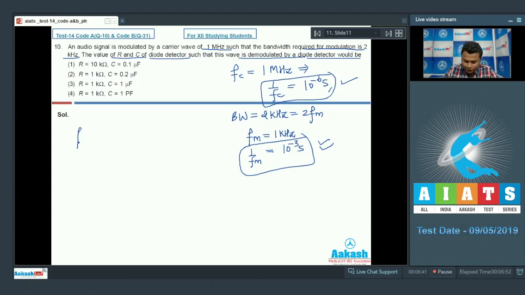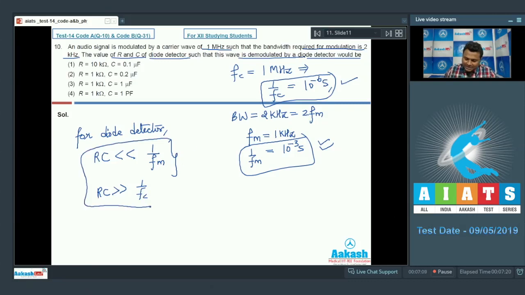So we know very well for a diode detector, the product RC must be much less than the time period of the modulating signal, and this RC must be much greater than the time period of the carrier signal, that is 1 by Fc. Now keeping this in mind, we have to get the most appropriate combination of R and C.